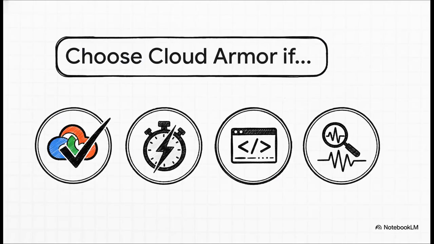So, who's the ideal candidate for Cloud Armor? Well, you go with Cloud Armor if your world is 100% built on Google Cloud, if every single millisecond of latency is critical to your business, if you love managing everything as code right alongside all your other GCP resources, and if you have really unique traffic patterns that a one-size-fits-all global rule set might actually miss.